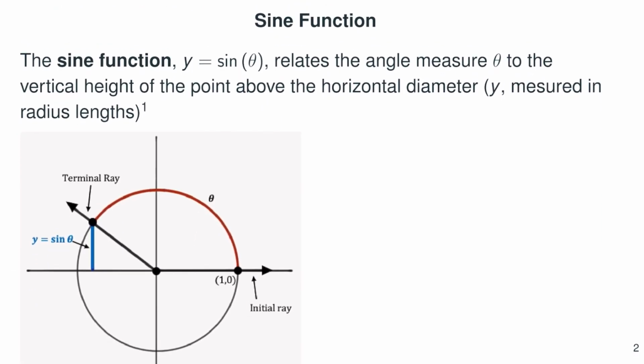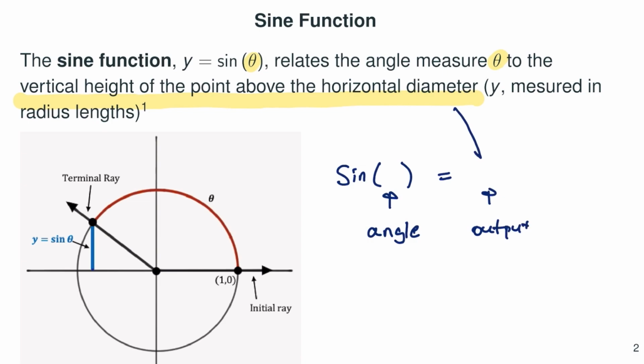So let's review what the sine function is. The sine function takes input measured as an angle, just like any trig function, and the output is the vertical height of the point above the horizontal diameter. So let me write it here. The sine function takes input as an angle measure, and the output is the vertical height above or below the horizontal diameter, a vertical distance measured in radius length. This is what the sine function is.